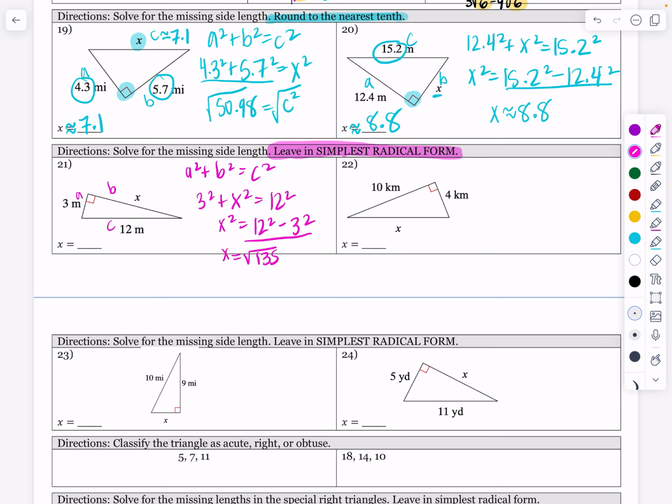Is there a perfect square that lives in the square root of 135? That is a factor. There is. I believe that is root 9, root 15. Why does that help me? Because the square root of 9 is 3, and so that'd be 3 root 15 in simplest radical form. This answer is exact. It is not rounded, so x is exactly equal to 3 root 15. Now you could type this in your calculator simply to see if it is less than 12, which it is.